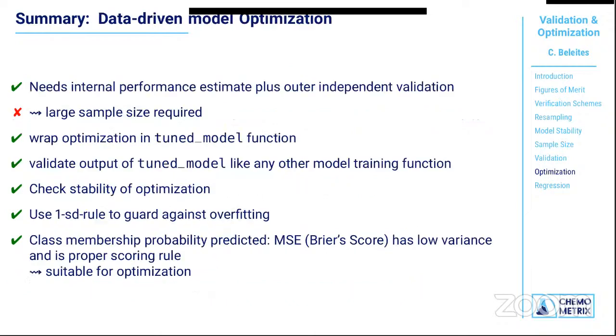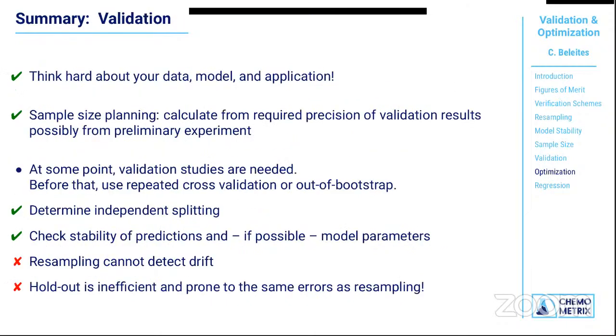To sum up the validation part, you need to think hard about your data, the model, and the application. You should do some kind of sample size planning. For proportions and classification, you can do the calculation as a back-of-the-envelope type from the required precision, in the sense of the width of the confidence interval, for your validation results.